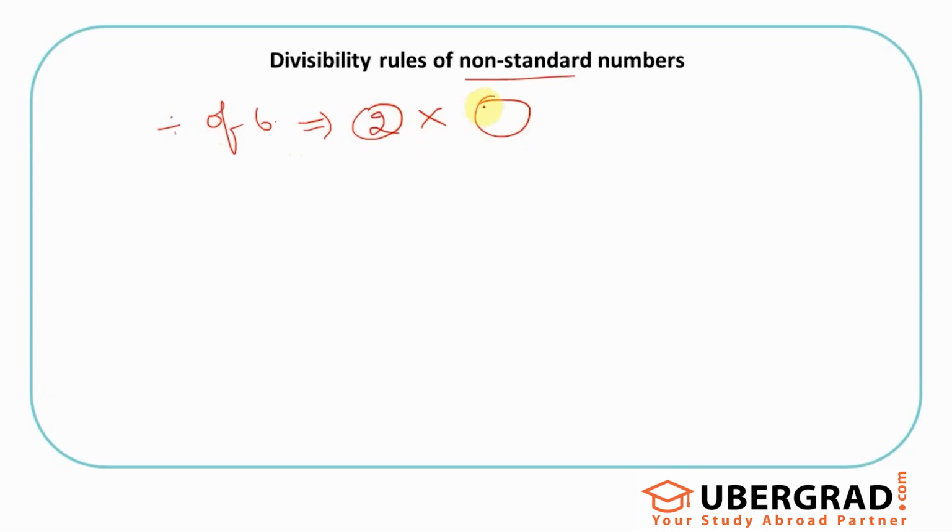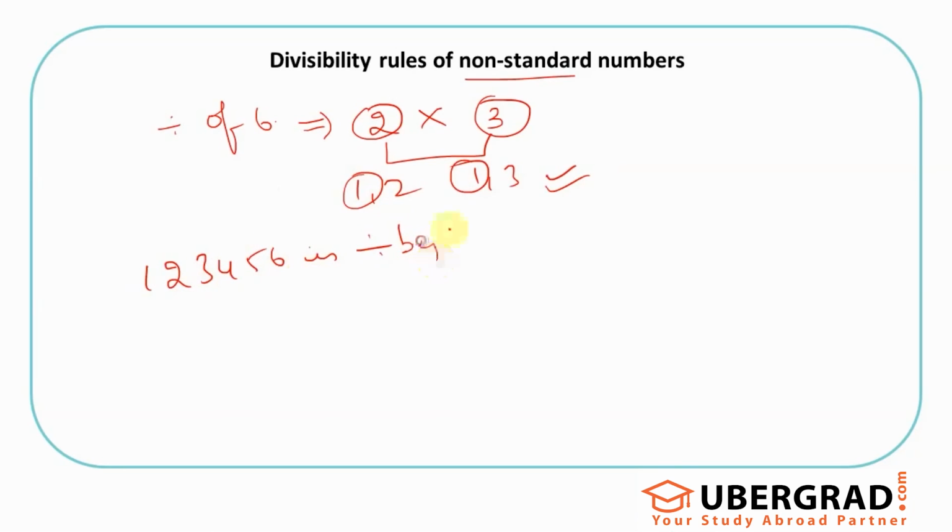So I can split 6 as 2 and 3. Are these two coprime? Yes. 1 and 2 are the factors of 2, 1 and 3 are the factors of 3. 1 is the only common factor, nothing else. So that's why they're coprime. If I ask you whether a number like 123456 is divisible by 6, I don't check for 6 directly because I don't know any rule for that. I would rather check for 2 and 3. If a number is divisible by both 2 and 3, automatically it is divisible by 6.